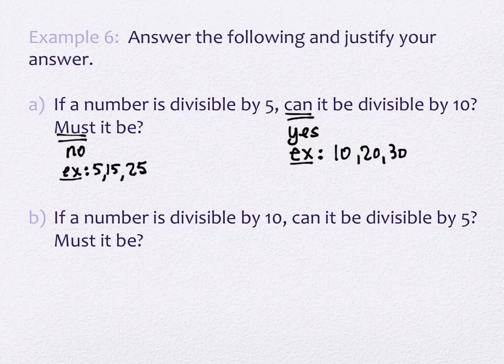If a number is divisible by 10, can it be divisible by 5? Yes. Example? 10, 20, 30. All divisible by 10, also divisible by 5. Must it be? Yes. Why? Because everything that 10 is divisible by, so is 5. Correct. I feel like that's just saying because it is, though.